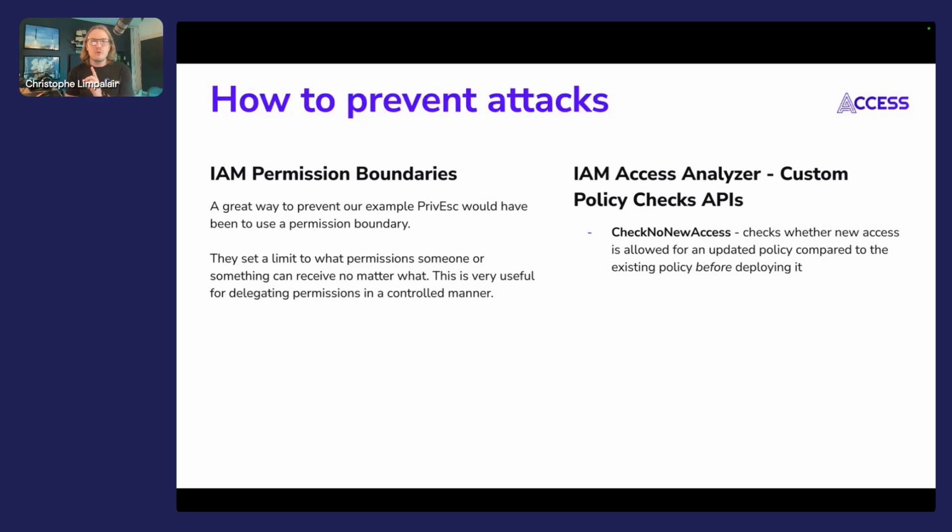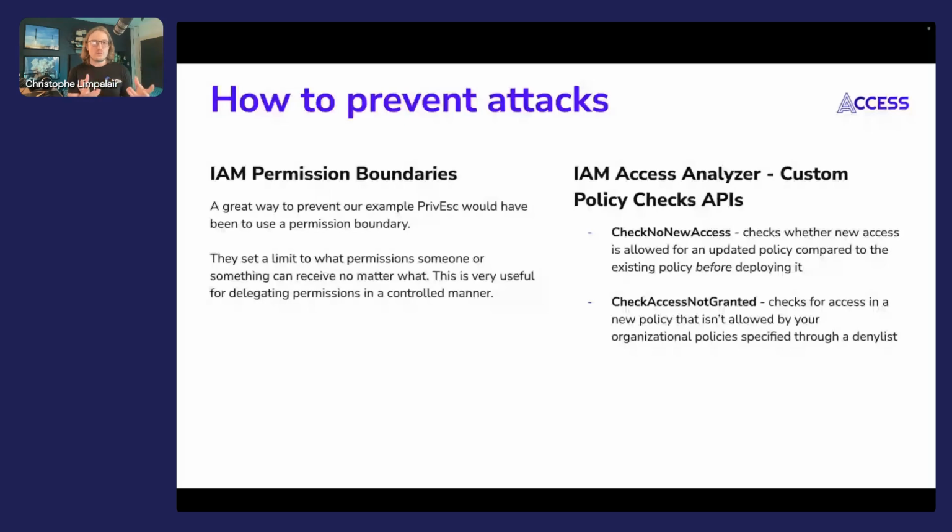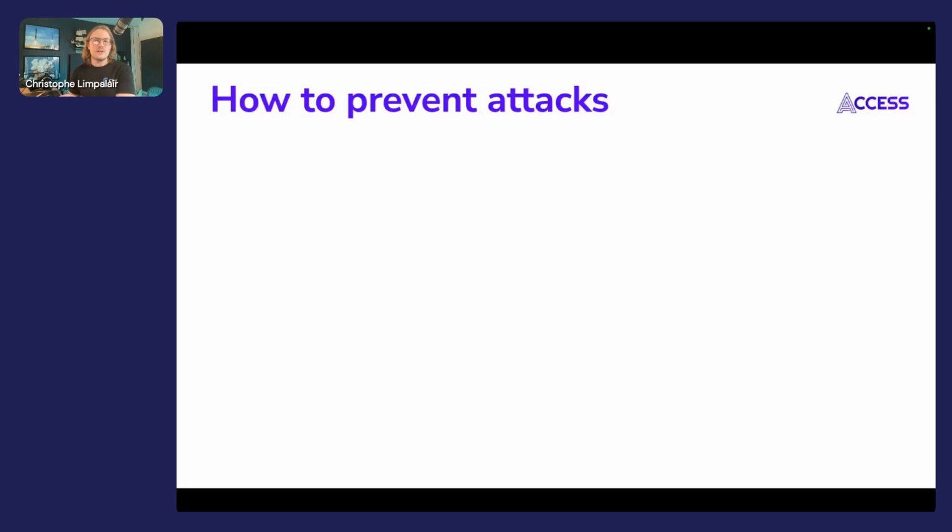The other thing that I was talking about before that AWS just recently launched at re:Invent is IAM Access Analyzer custom policy check APIs. So they have the check no new access API, definitely worth looking into. It checks whether new access is allowed for an updated policy when compared to the existing policy that's already in place before you deploy it. And then the other API call is check access not granted. So you can create a deny list, an organizational policy deny list that says, I never want these actions allowed for these types of policies. And so before you deploy a new policy, you can call this API and it will tell you whether you're going against that deny list or not. So these two calls are fantastic things to add to your CI/CD pipelines because they can block deployments from going forward if anything like that is detected.